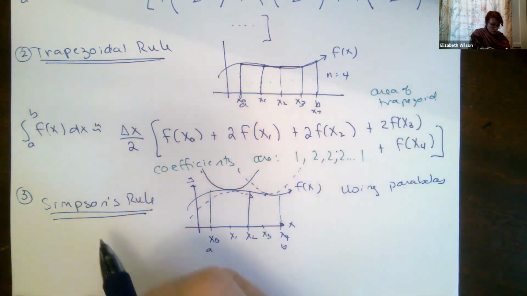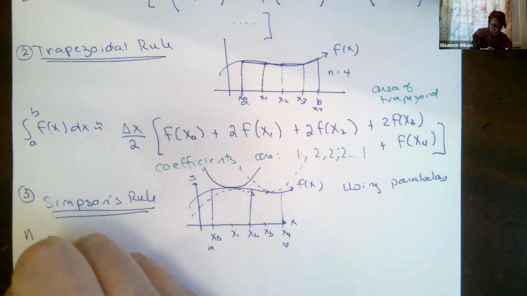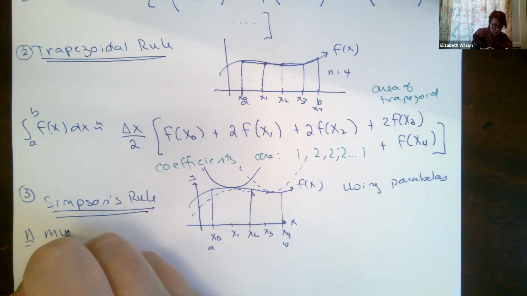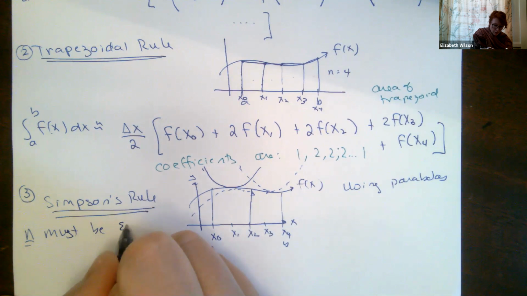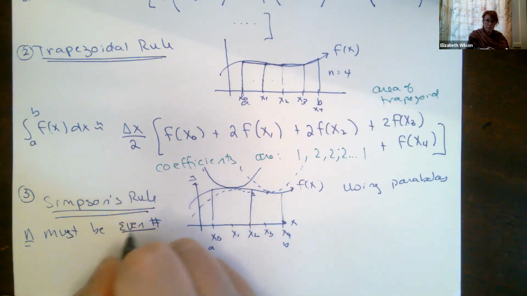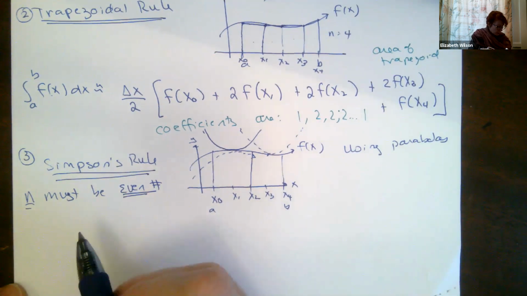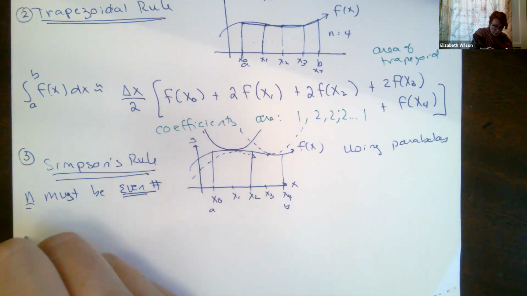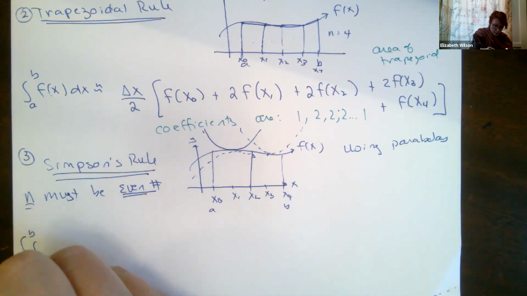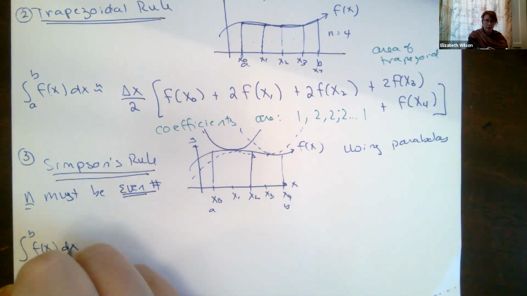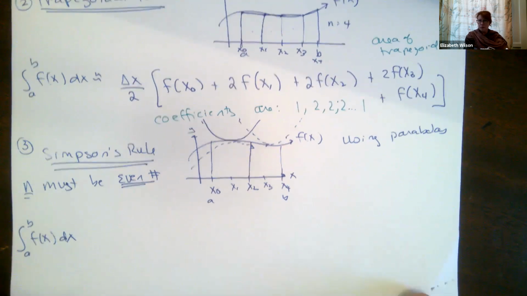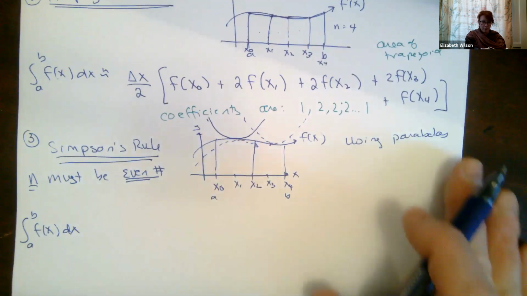Okay, with Simpson's rule, N must be an even number. Okay, N must be even. You can't do N equals five. It must be N equals four or two or some other even number. So our Simpson's rule approximation says, I'm integrating my function from A to B. I need the bounds on the integral because how else am I gonna calculate my width, my delta x?